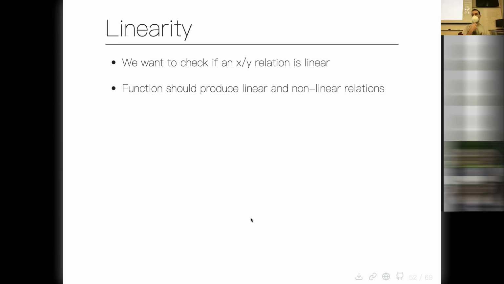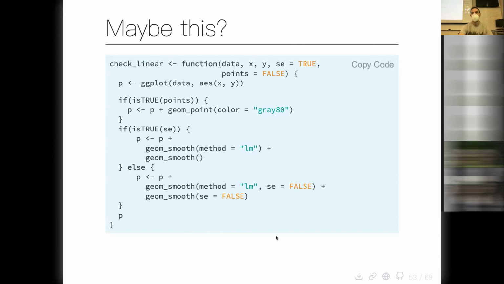I want a function that produces both a linear and nonlinear fit displayed. Optionally, we could show the data, meaning we could show points. So we could have a scatter plot sort of thing that has the points or doesn't have the points, depending on what you want to do. Okay, so here's one approach.